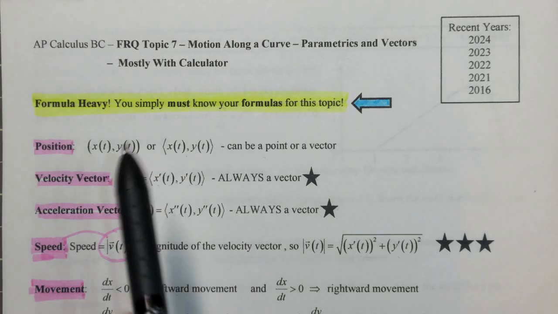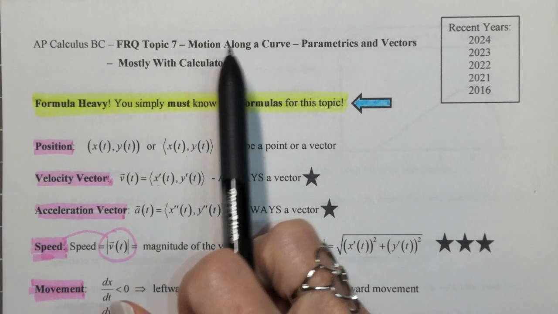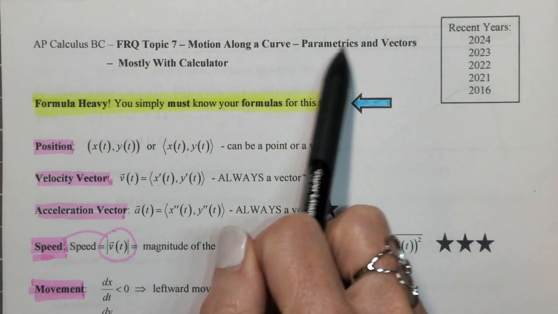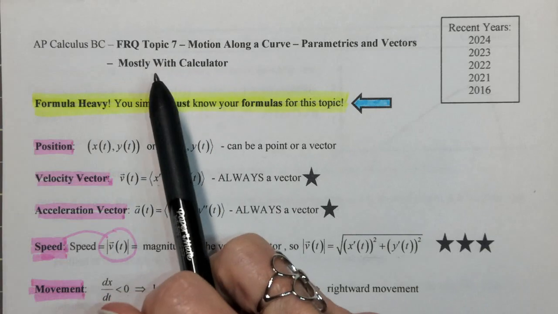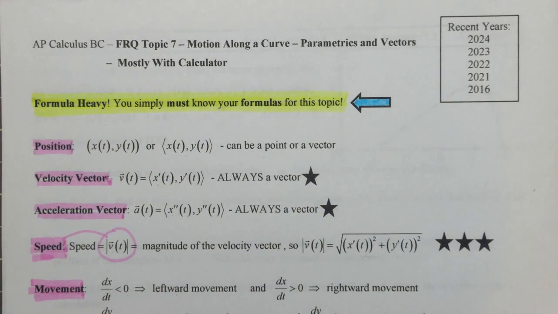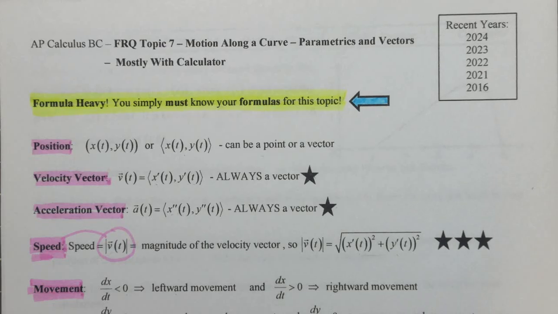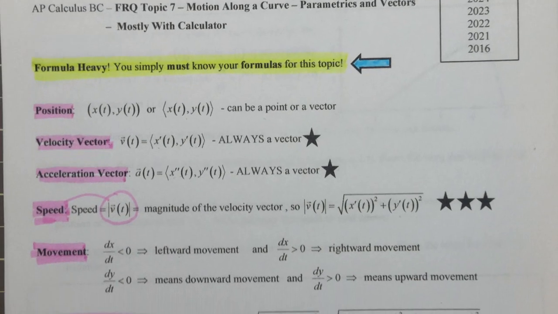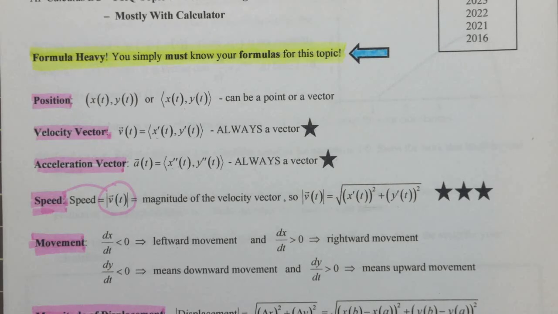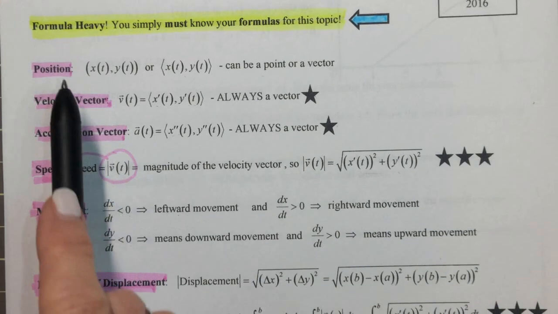Today we are going to do FRQ topic number 7. This is motion along a curve, or parametrics and vectors. Most of these are with a calculator. You can see the recent years that we've seen them, so we've seen them quite a bit in recent years. This topic is very formula heavy. There is no way around it. You need to know your formulas.